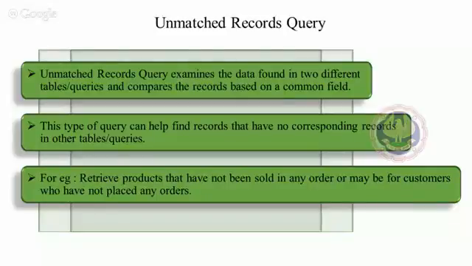Like for example, I have already told you, we can retrieve products that have not been sold in any order, or maybe customers who have not placed any orders. Likewise, if I consider the example that I discussed with you of an ATM system, then we can look at the accounts of people who have not executed a transaction through the ATM. So that also would be an example of an unmatched records query.